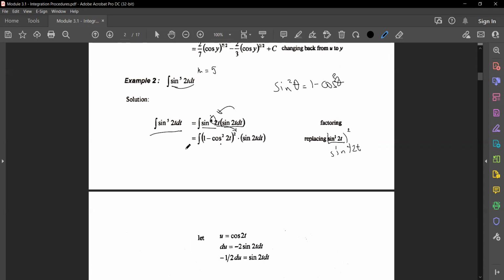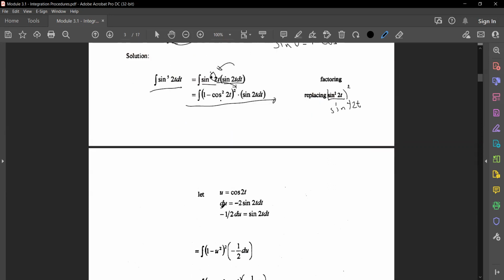Yan. Now with this format, we can have a substitution. So we let u, yung u natin it would be cosine 2t. Ito pa rin yung u natin. And then that is the derivative of u natin, that is negative 2 sine 2t dt. Okay, so this is just the derivative. Derivative nito.